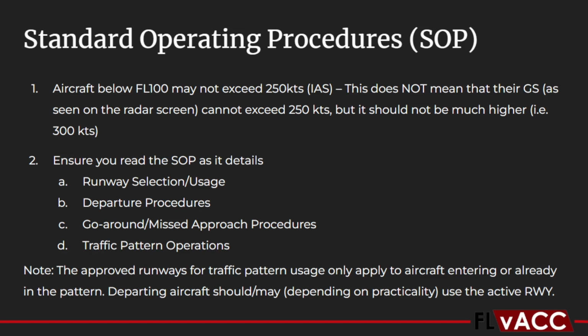Only when the aircraft's ground speed shows much higher than 250 knots, like 300 or above, should you advise the pilot of the 250 below 10,000 speed restriction. You may also ask aircraft to say airspeed if necessary.